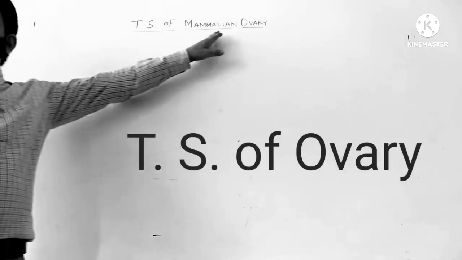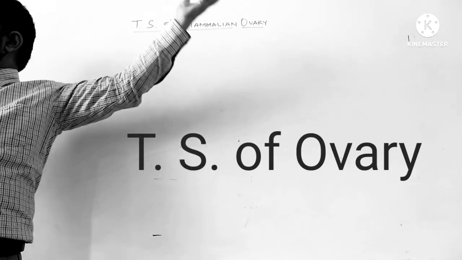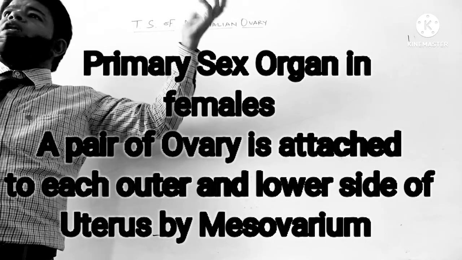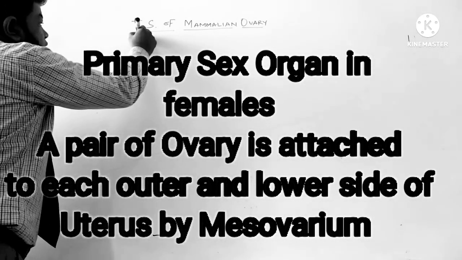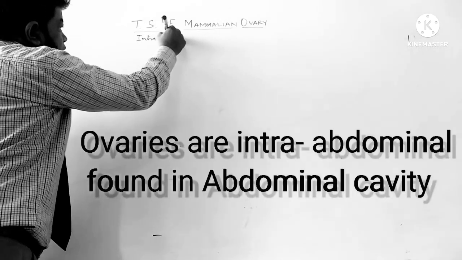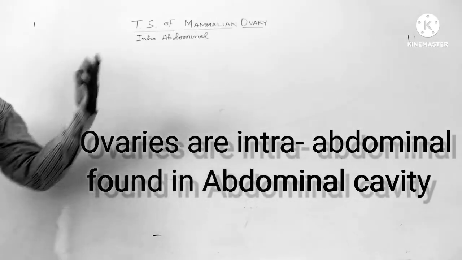Transverse section of mammalian ovary. What is ovary? Ovary is the primary sex organ in females. Second thing, it is intra-abdominal. It is found inside the abdomen.